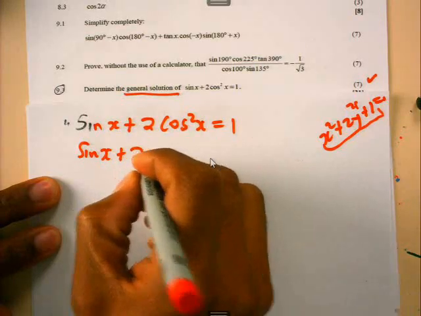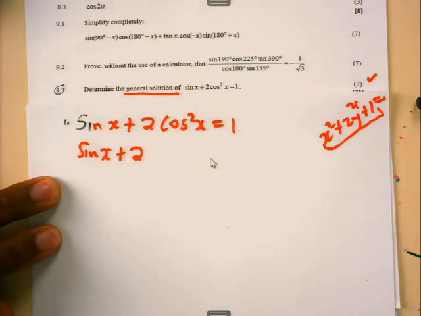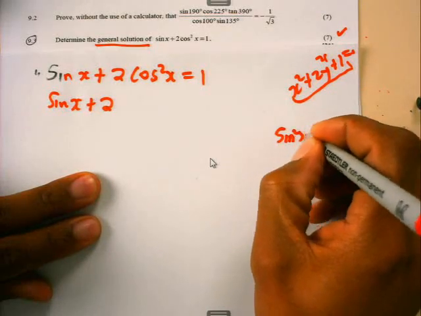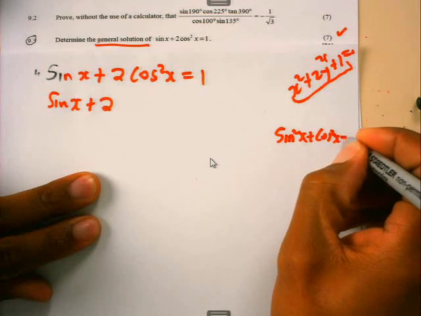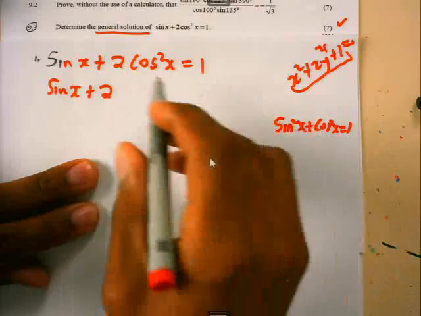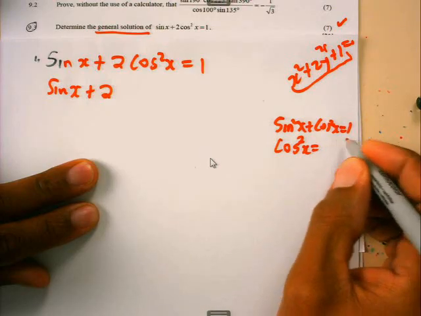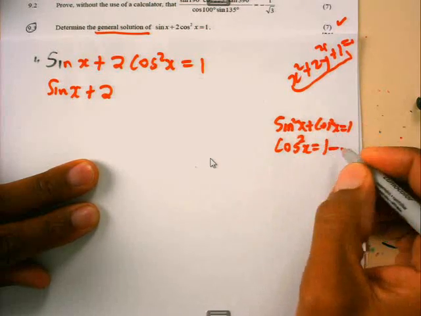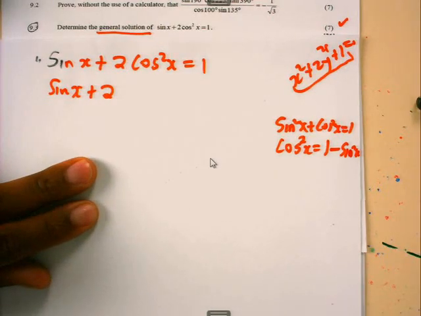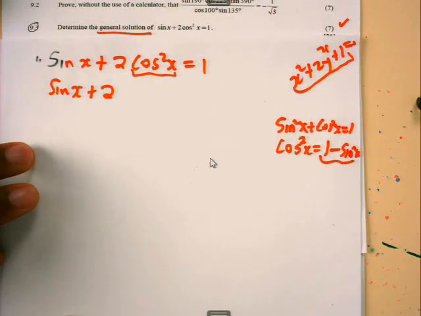Now we move to the plus 2 multiplied by cos squared x. Do you know something about this one? Yes, you remember the square identity where we have sine squared x plus cos squared x is equal to 1. Immediately from this one, you can make cos squared x the subject of the formula. Now we'll have cos squared x is equal to 1 minus sine squared x. Then it means in place of cos squared x, we can replace it by 1 minus sine squared x.